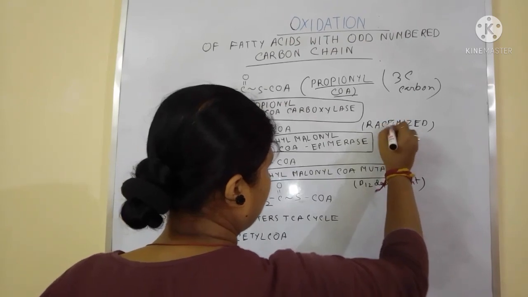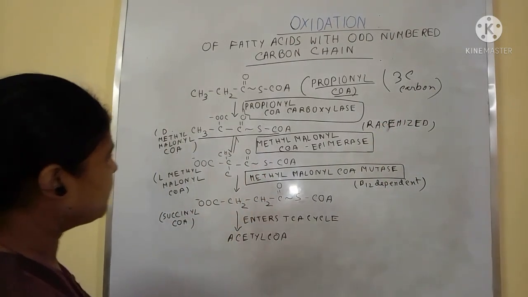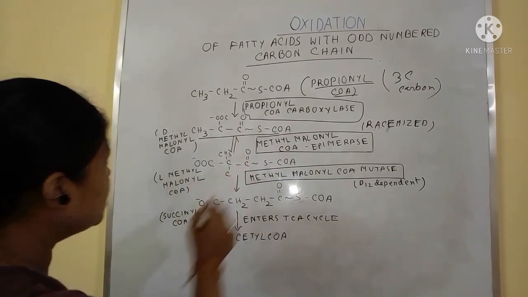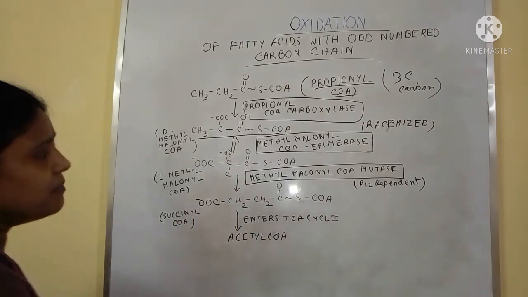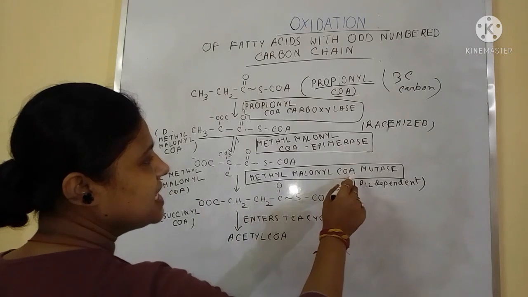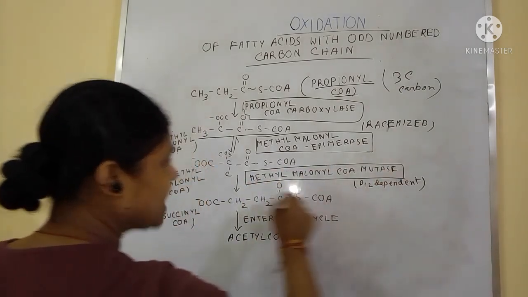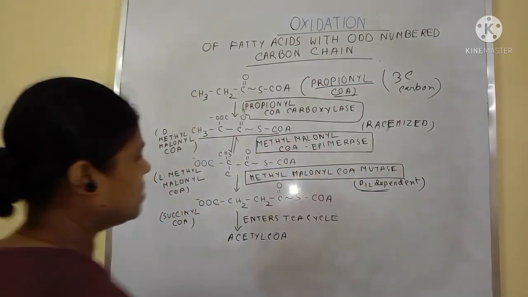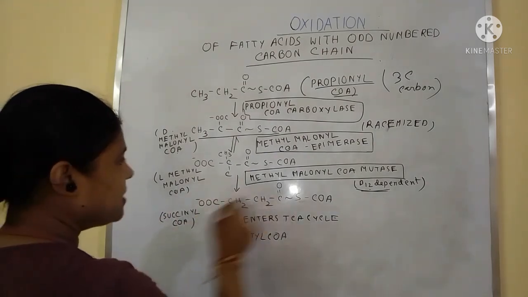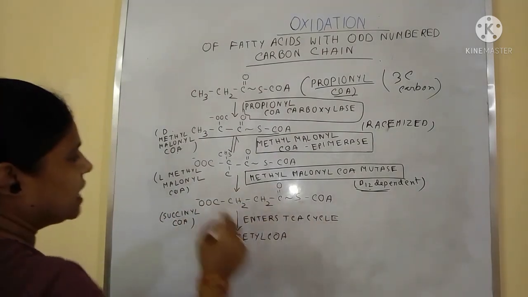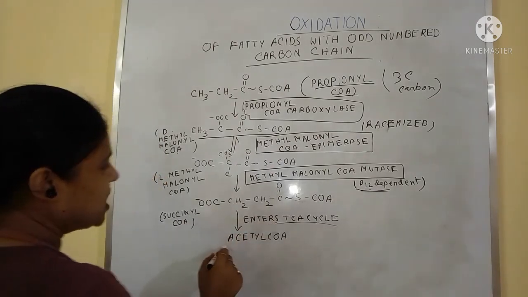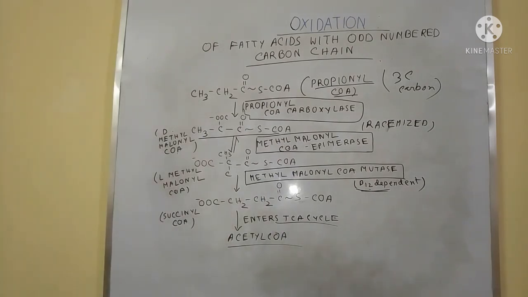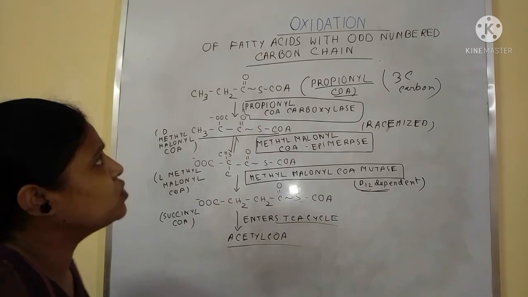and after that, this L-methylmalonyl CoA converts into succinyl CoA in the presence of methylmalonyl CoA mutase. But this enzyme acts only in the presence of B12, that means it is B12 dependent. And after the formation of succinyl CoA, it enters into the TCA cycle and changes to acetyl CoA. Clear? So these are the reactions of odd-numbered carbon chain oxidation.